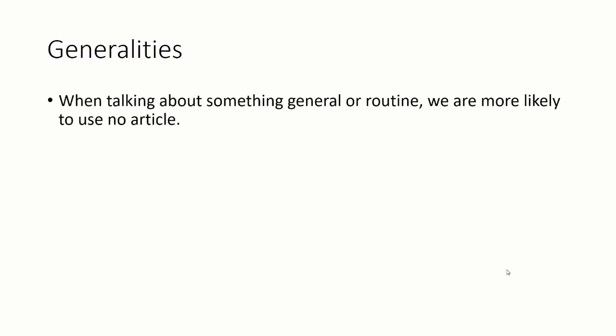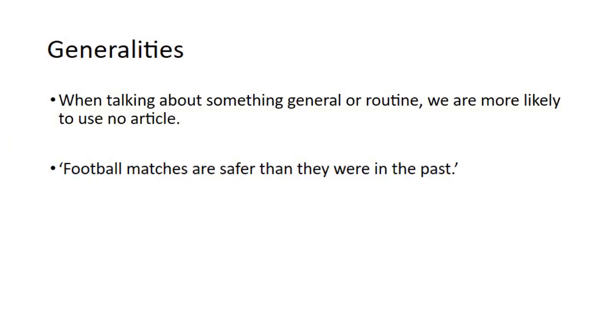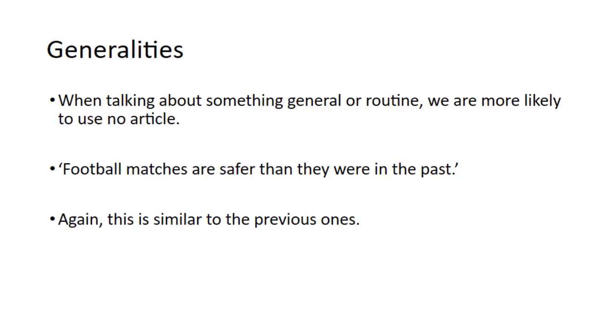Generalities. When someone is talking about something general or routine, we're more likely to use no article. Football matches are safer than they were in the past. All right, so we're not saying the football matches or our football matches. We're just talking generally about things. Again, this is similar to the previous ones.